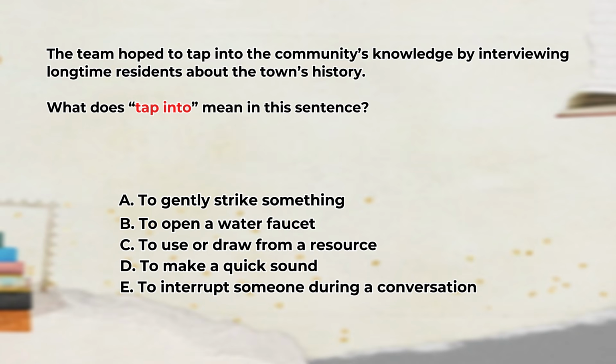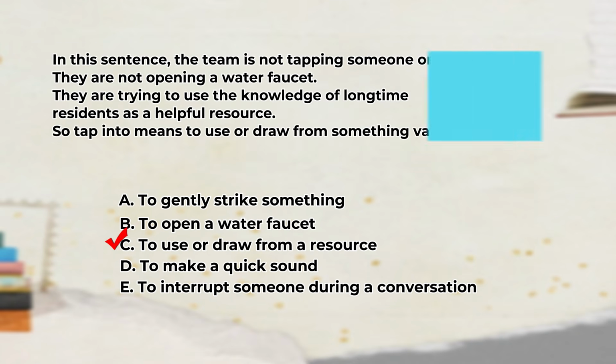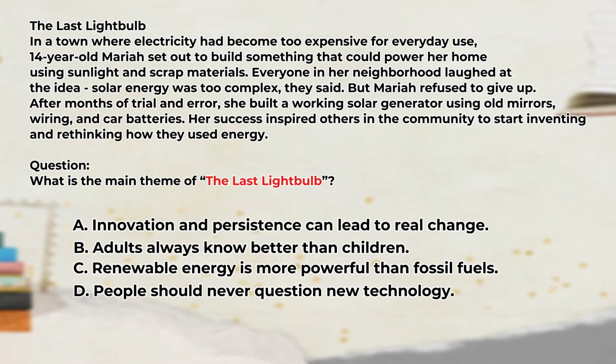The correct answer is C, to use or draw from a resource. In this sentence, the team is not tapping someone on the shoulder. They are not opening a water faucet. They are trying to use the knowledge of longtime residents as a helpful resource. So tap into means to use or draw from something valuable. This question checks whether students can understand a phrase based on context, especially when the same word can have several meanings. Now let's try a literary text question.